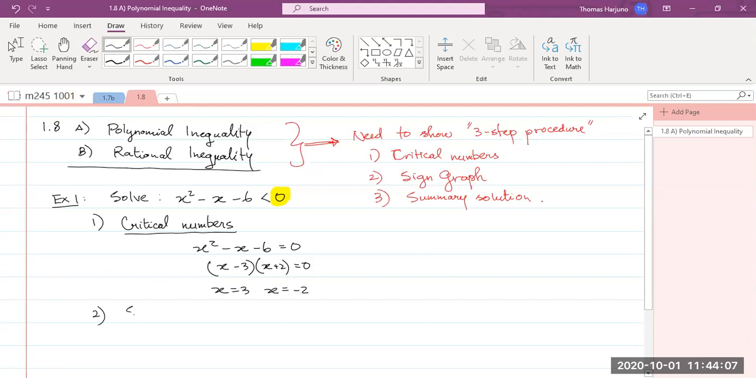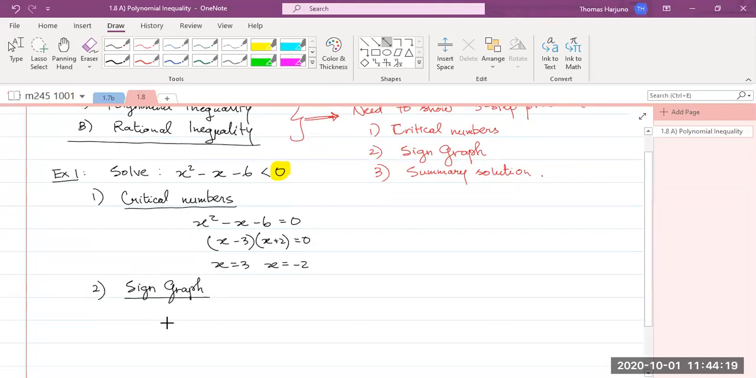Second, sign graph. What I will do is I will apply these numbers on a number line. Okay, -2, let's say here, and 3, let's say here. Now, from step 1, we saw that x equals 3 and x equals -2 are the numbers that make the expression equal to 0. So if the bottom is the x value, the top is the y value.